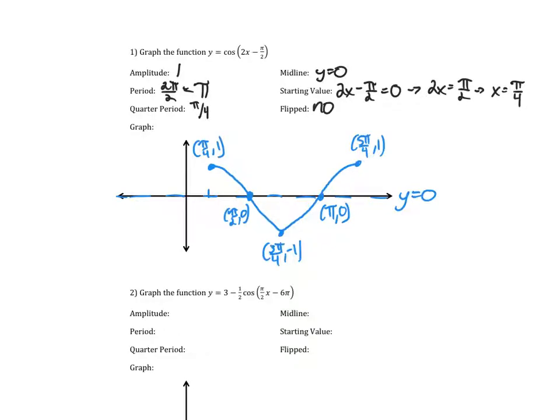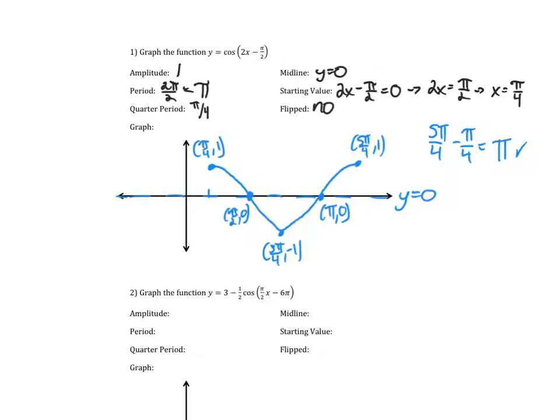And again, one of the things I can check is my ending value minus my starting value equal to the period. That's equal to pi. So check, that's good. It's not flipped, so on and so forth. Okay, so that is your basic cosine graph, with a little bit of adjustment.